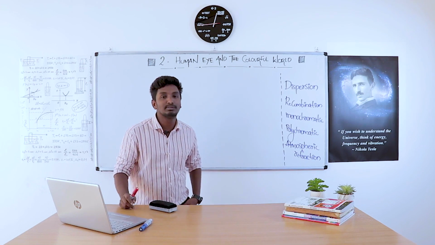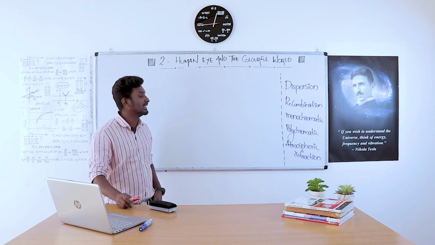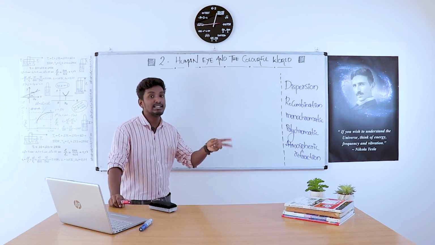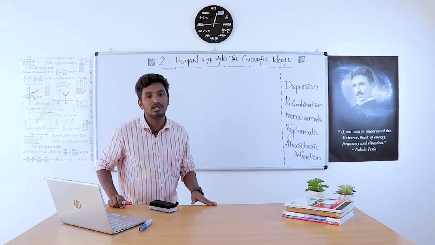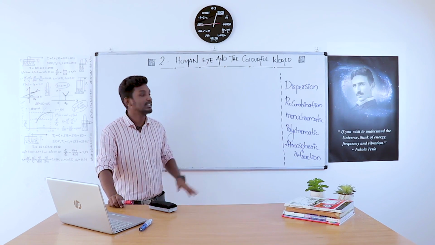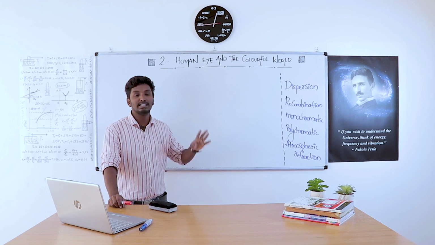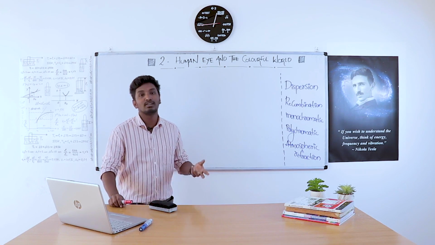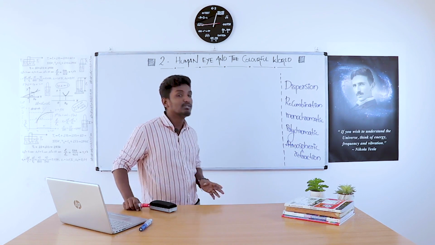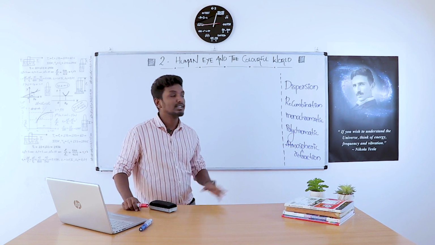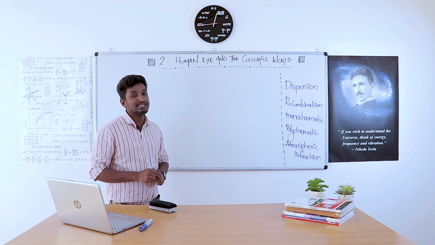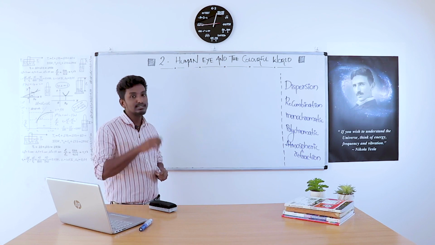So what is the difference between monochromatic and polychromatic light? Monochromatic light consists of only one color or only one wavelength. Example, sodium light. Polychromatic light consists of more than one color or more than one wavelength. Example, white light. Next phenomenon we are going to discuss is atmospheric refraction.